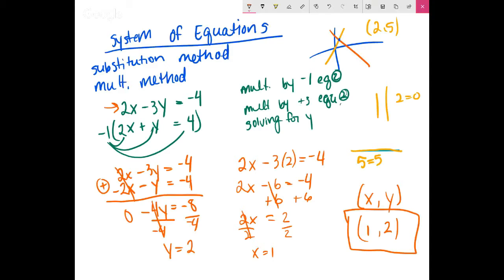We can put that right there, and our point that the two lines intersect is at 1, 2. That actually looks like our point up there too, like the position that it is on the coordinate plane. Looks like that's 1, 2.